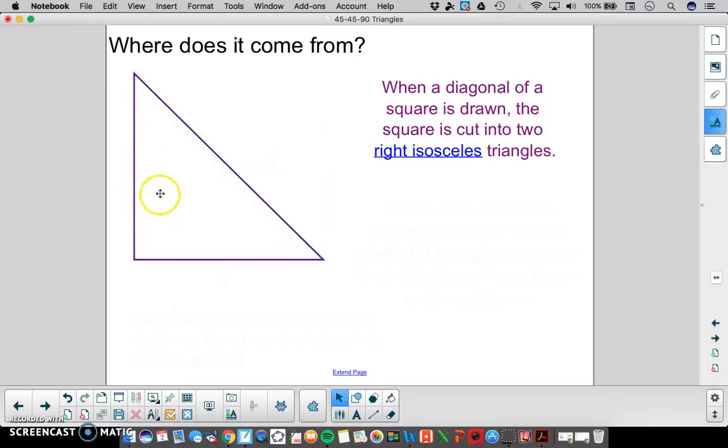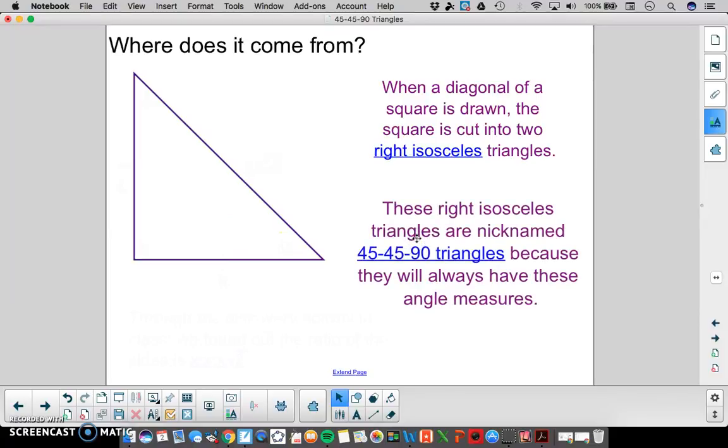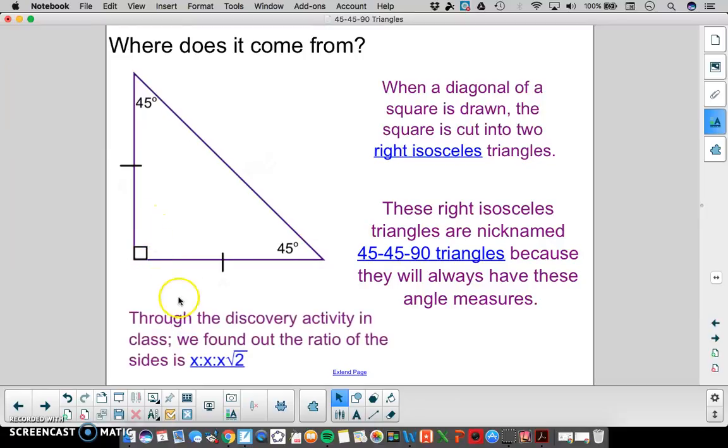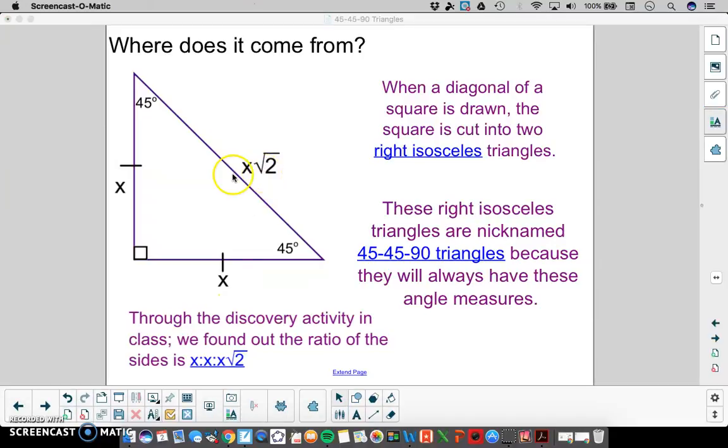The right isosceles triangle is nicknamed 45, 45, 90 because they will always have these angle measures. We have 45 degrees, and then our right angle. Through our discovery lesson in class, we found out the ratio of the sides were x, x, and x root 2. We'll use this common ratio to help us solve for missing side lengths.